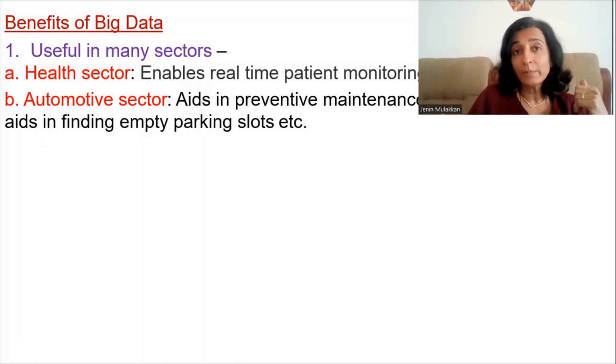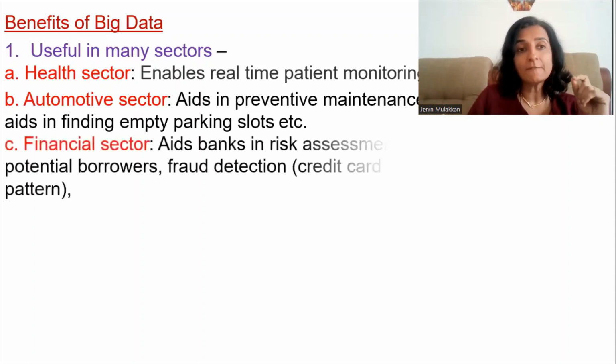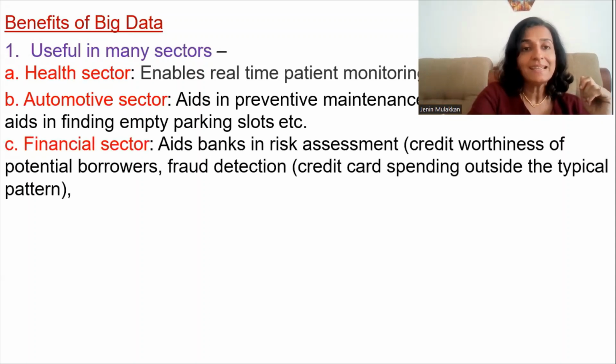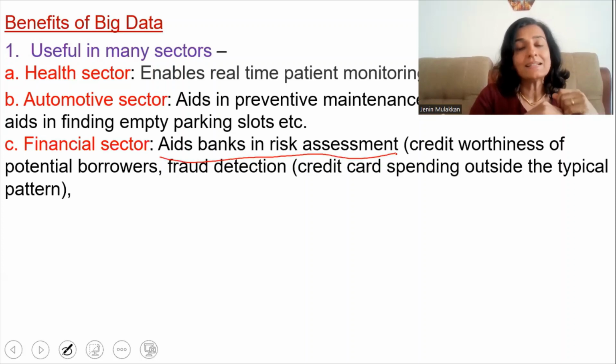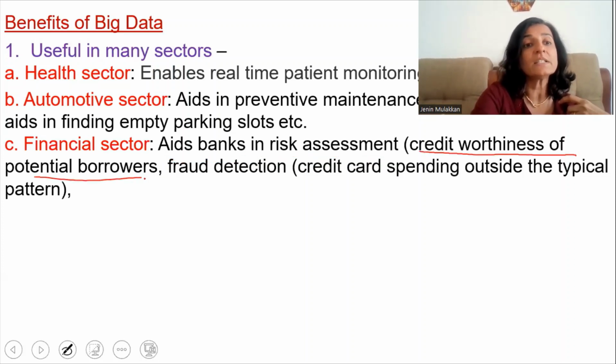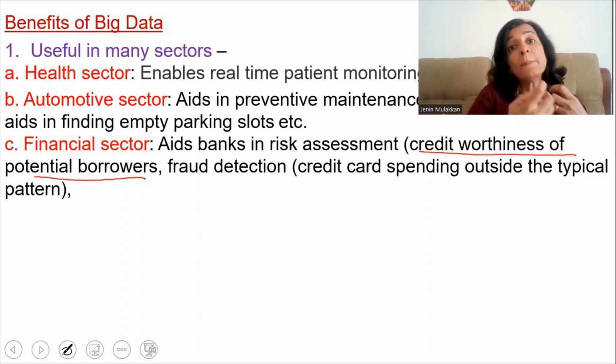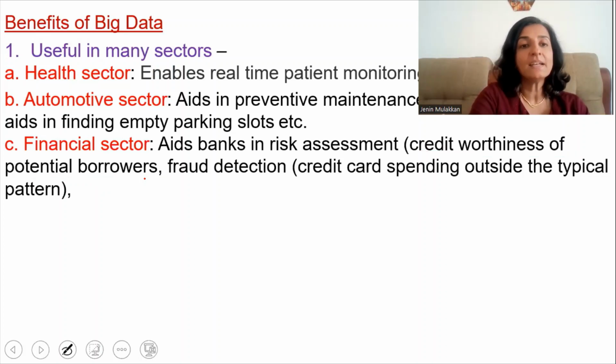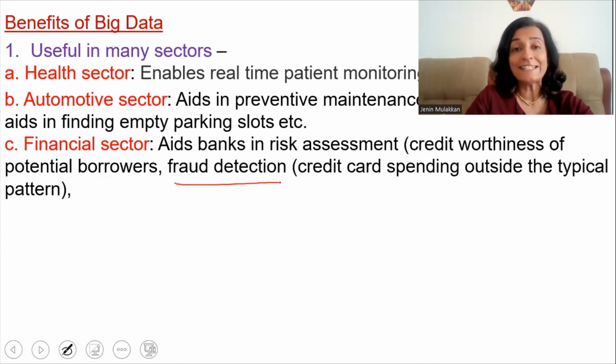The third sector where big data is useful is the financial sector. It aids banks in risk assessment. It is very easy to assess the creditworthiness of potential borrowers with big data analytics. We can get an idea about their income, their debt levels over a period of time. So it is very easy to understand the risk that the bank takes if the loan is given to a particular person. And it also helps in fraud detection.